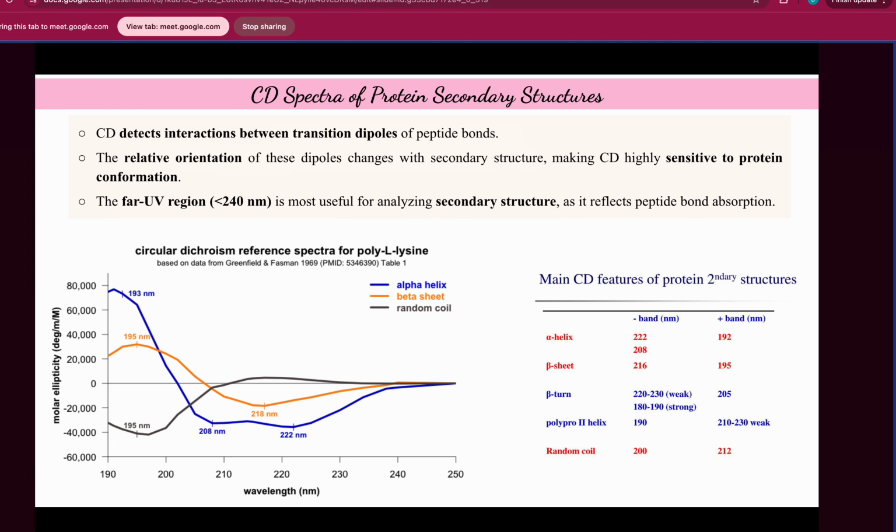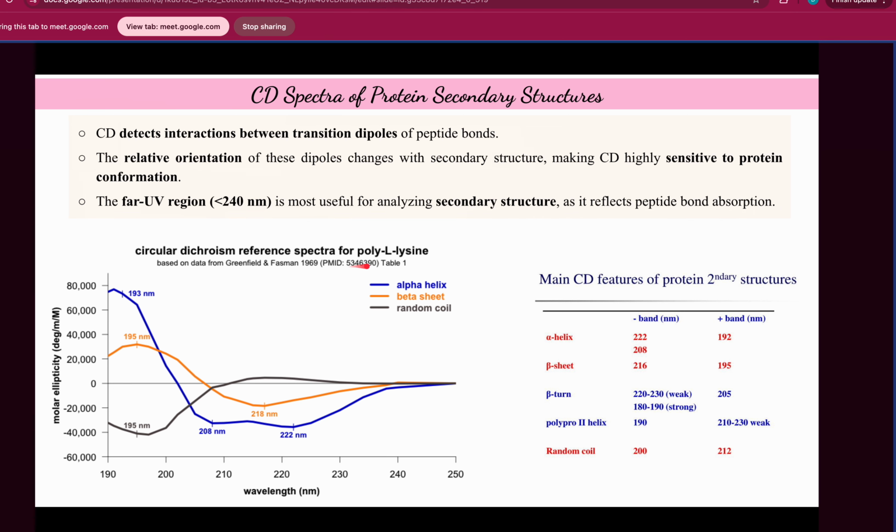What is mentioned here is that different protein secondary structures such as alpha helices, beta sheets, and beta turns have different orientations of these dipole moments. Due to this, there will be a change in the absorption values, and different peaks or different spectra will be observed. The far UV region, which is less than 240 nanometers, is the most useful for analyzing secondary structures as it reflects the peptide bond absorption.